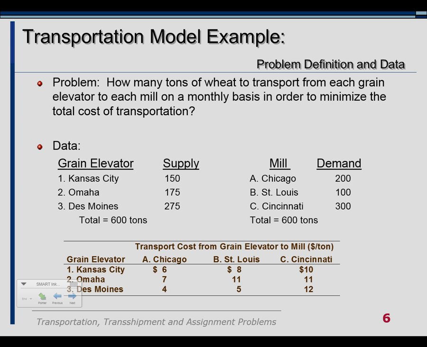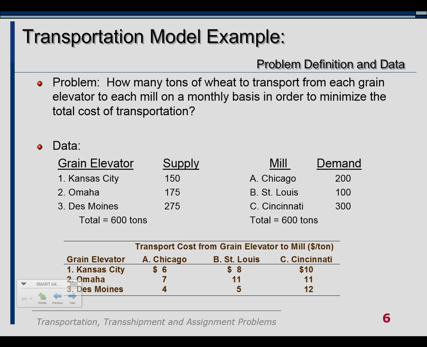Now we have these mills, which basically process the grain itself. Those are located at Chicago, St. Louis, and Cincinnati. The demand, Chicago is 200, St. Louis 100, Cincinnati is 300. So we have a total demand of these three mills of 600. Okay. Now, this matrix down here at the bottom basically tells us the cost. If we send our grain from Kansas City to Chicago, it costs $6 a ton. Kansas City to St. Louis, $8. Kansas City to Cincinnati, $10, and so on and so forth.